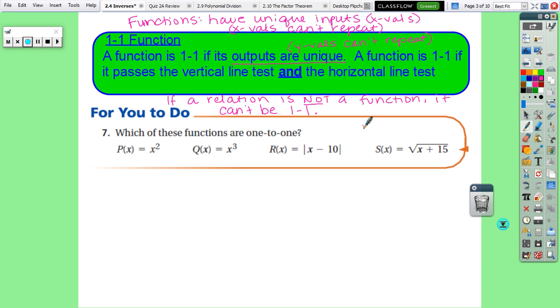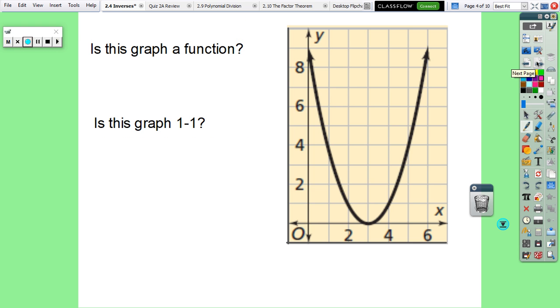Okay? So in order for a relation to be one-to-one, it also has to be a function. So it has to pass both the vertical test and the horizontal line test. Its inputs have to be unique, and its outputs have to be unique. We're not going to do this example. I'm going to show you a couple of others.